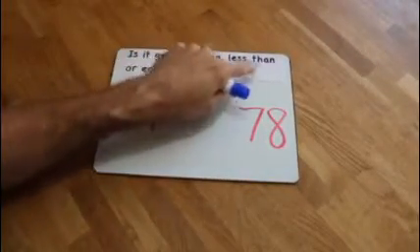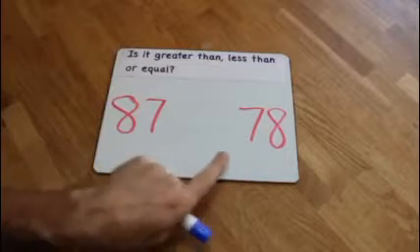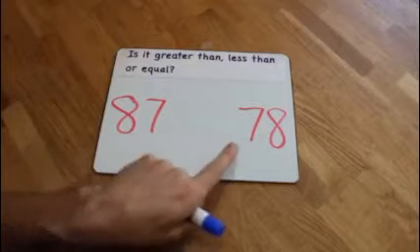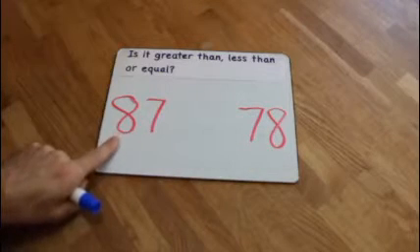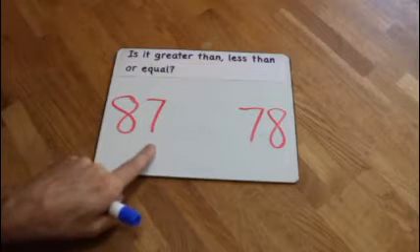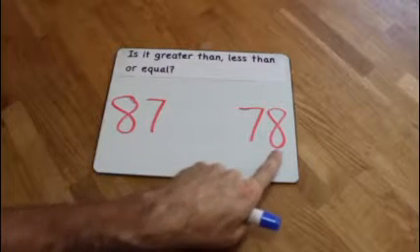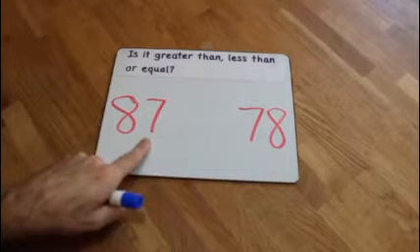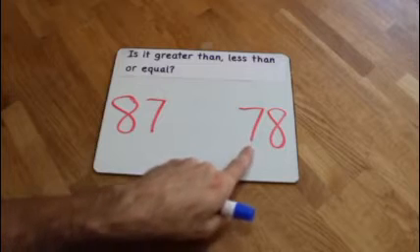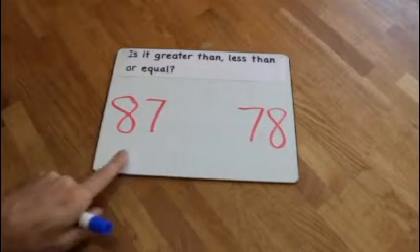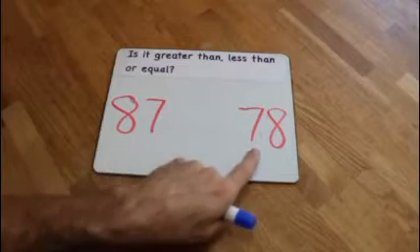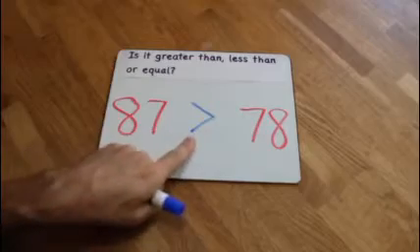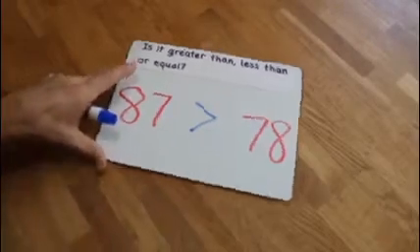Is it greater than, less than, or equal? Well, are they equal? Are they the same number? No, they use the same numbers, but they're not the same. This is 8 tens and 7 ones for 87. This is 7 tens and 8 ones for 78. 78 has more ones, but 87 has more tens, and tens are bigger than ones. So 87 is bigger than 78. So we eat it up, and what do we say? 87 is greater than 78.